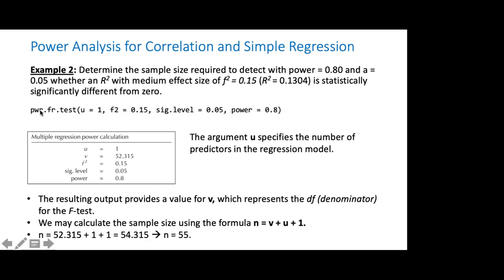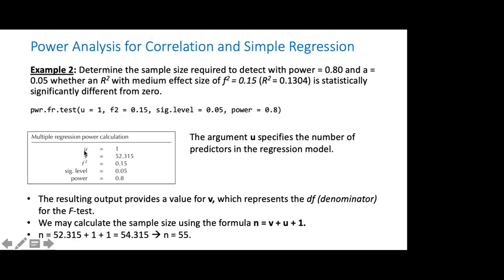That is statistically significant from 0. And here you use the function pwr.f2.test. Then you have to give it slightly different arguments. The first one is u, which is just the number of predictors in your regression model. In this case, it's 1. And then you have the argument f2, which is your effect size, the significance level, and the power.